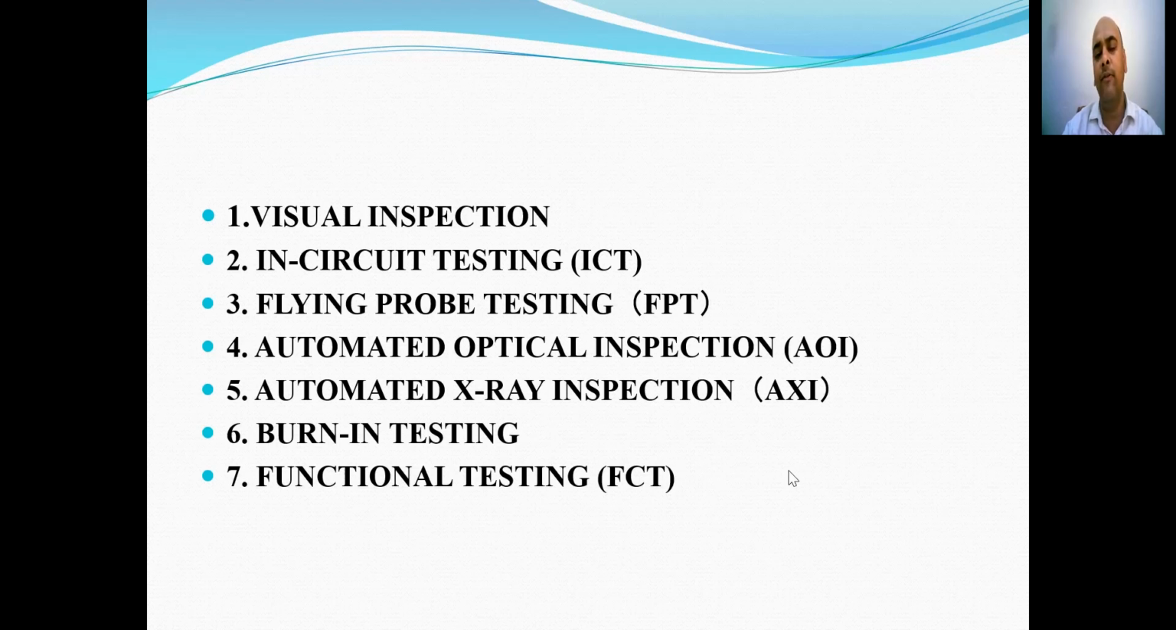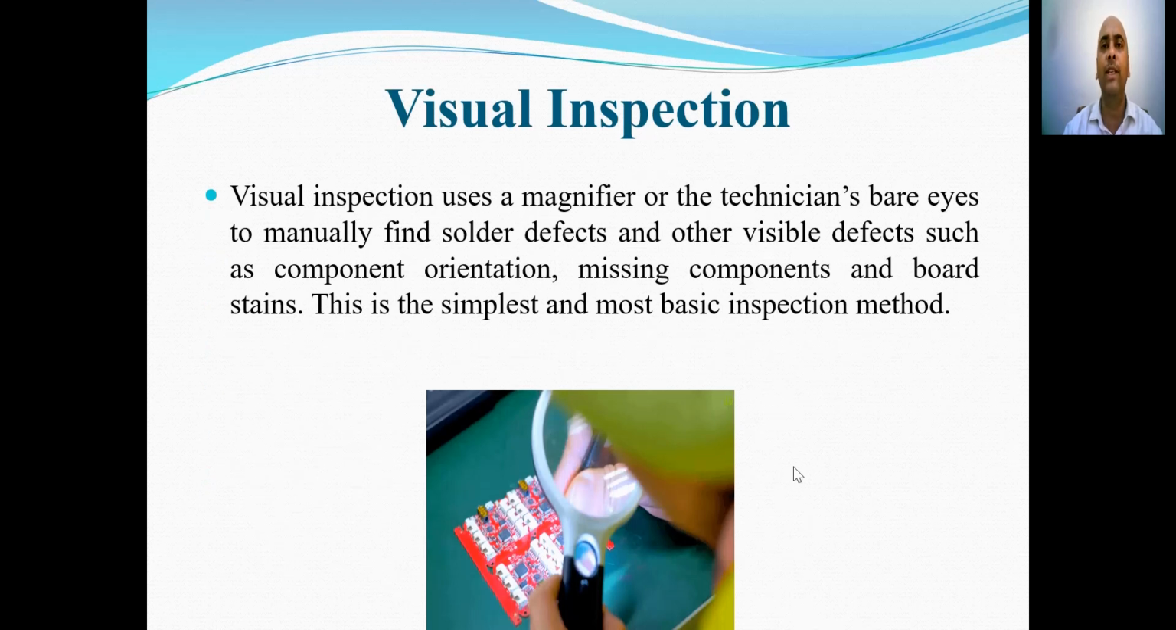So in the series, the very first is the visual inspection. As the name suggests, visual inspection uses a magnifier or a technician's bare eye to manually find solder defects and other visible defects such as component orientation, missing components, and board stains. This is the simplest and most basic inspection method for PCB.